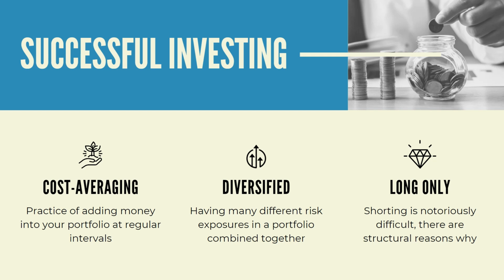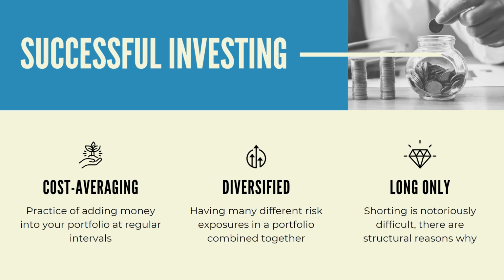The first being dollar cost averaging, the practice of regularly adding money into your portfolio, whether that's weekly or monthly, really does make for a smoother ride and really accelerates the compounding machine that a good portfolio can be. As I've just shown, remaining diversified along with dollar cost averaging, in my opinion, are the only two free lunches when it comes to investing. So you want to have many different risk exposures in a portfolio combined together, and use a technique like IPC to measure that. And lastly, I think a lot of people underestimate this, is staying mostly long only.